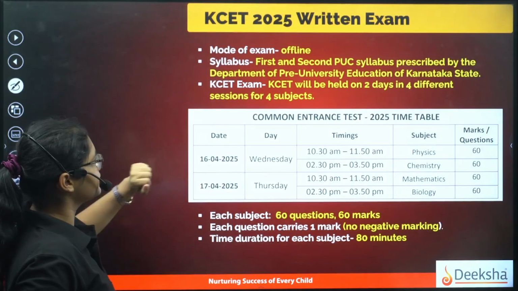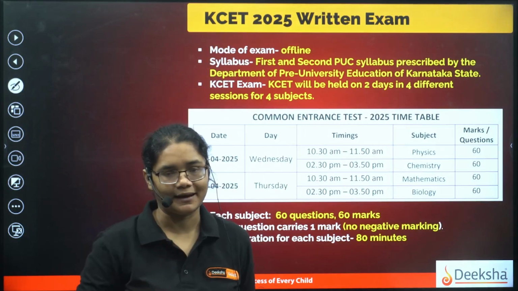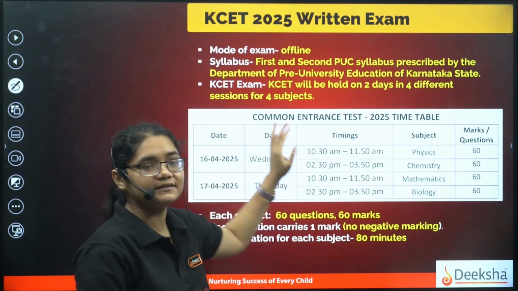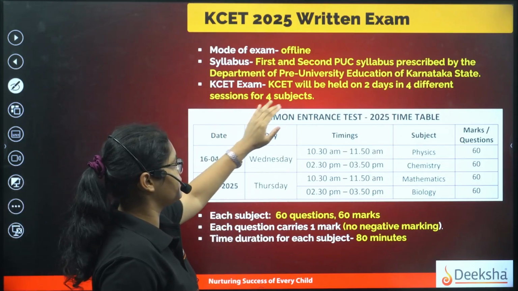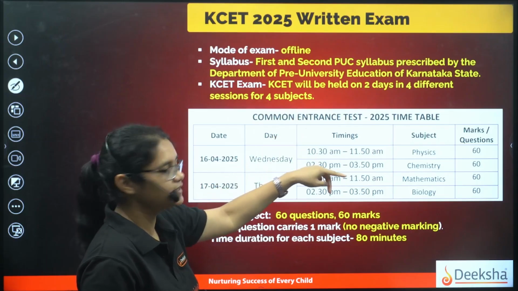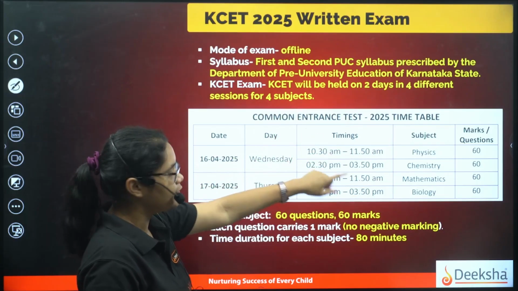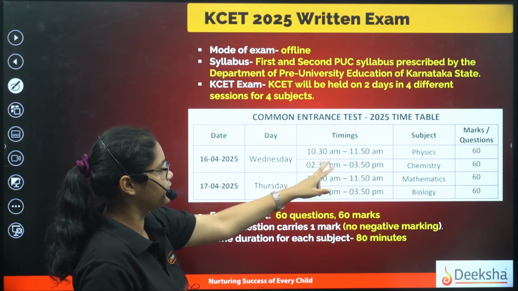Now you can see the mode of the exam is offline, which means you will be given pen and paper and you will write the exam offline. The syllabus is your PU1 and PU2 syllabus. The KCET exam will be conducted over 2 days in 4 different sessions for 4 different subjects. On the first day, generally you will have physics and chemistry. You can see the morning session is physics and the afternoon session is chemistry. And how much time do we get for each of them?